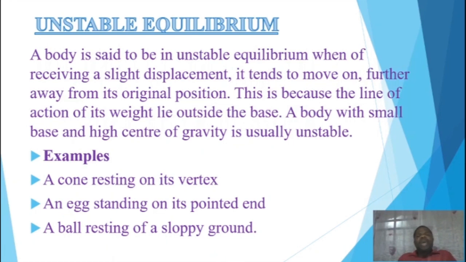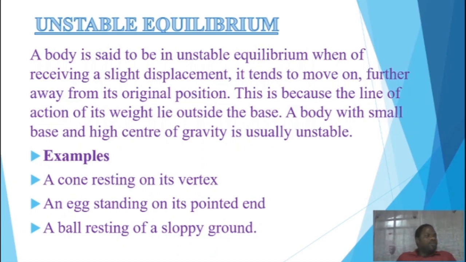You know, a table, or let's say a chair that is formerly stable can be made to be unstable by displacing the chair in such a way that the line of action lies outside the base. The chair will now become unstable and it will have a tendency to do what? To move further away from its original position to a new position. In that case, it is unstable.